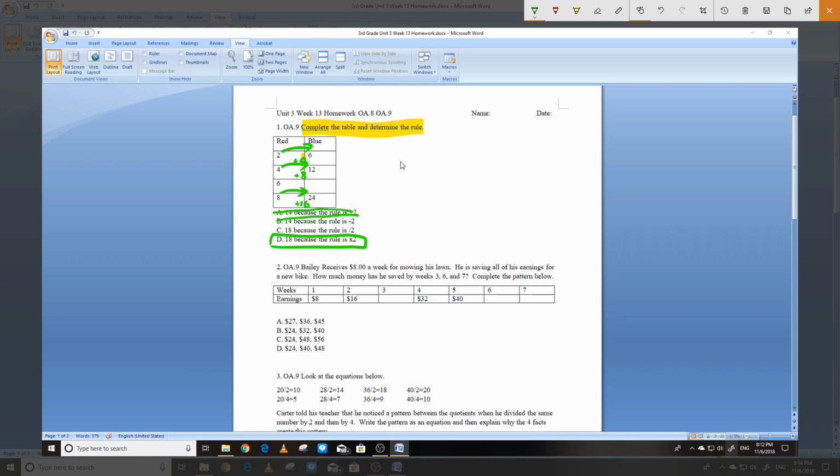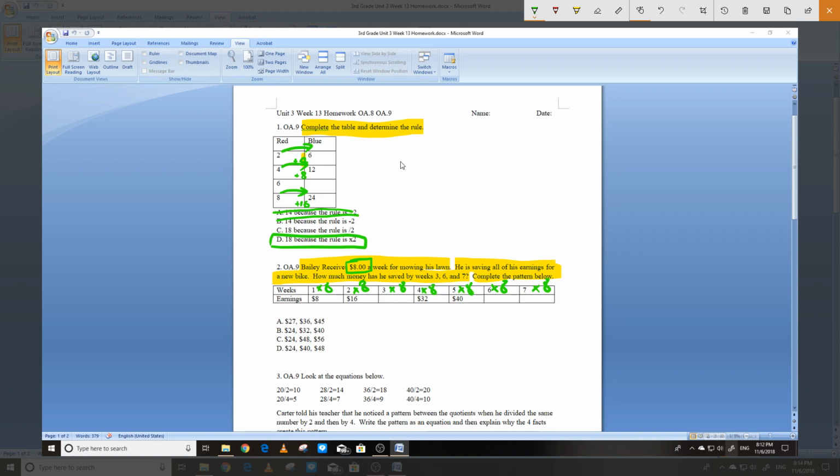Number 2 says Bailey received $8 a week for mowing his lawn. He is saving all his earnings for a new bike. How much money has he saved by week 3, 6, and 7? Complete the pattern below. All right, so whenever you see the rate of change is 8, you know you're multiplying by 8. That's exactly what this chart is showing you. 1 times 8 is 8, 2 times 8 is 16. So you really have to figure out what is 3 times 8, 6 times 8, and 7 times 8, right? 4 times 8 is 32, 5 times 8 is 40.